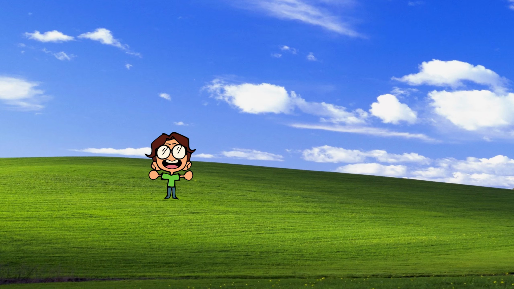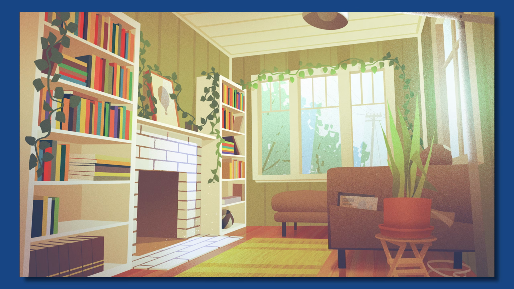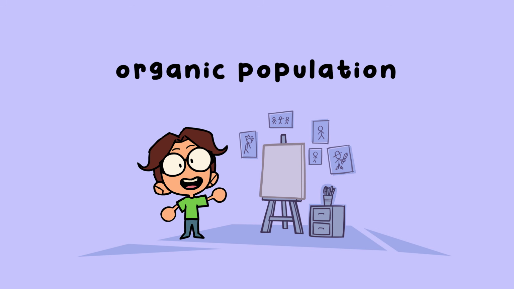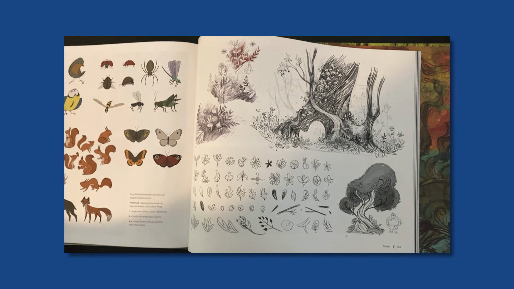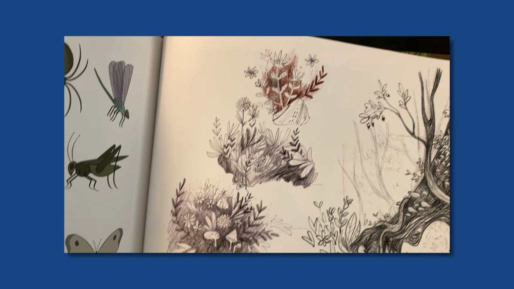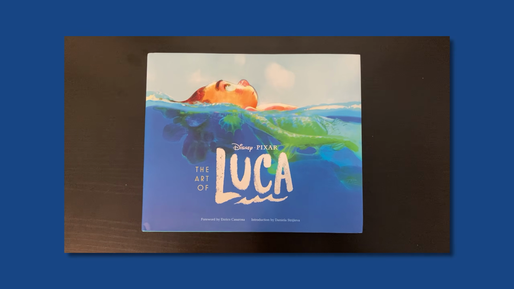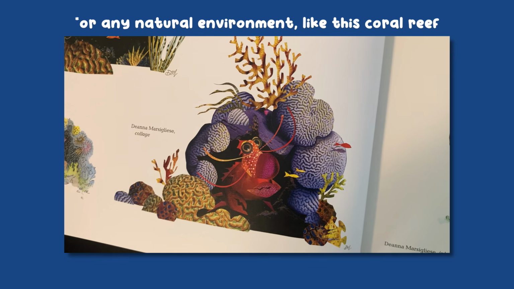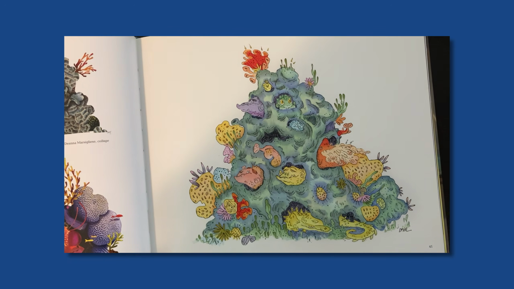Environments are really fun. Personally, I love drawing backgrounds and stuff, so I liked this assignment. First, we had to draw what our professor called an organic population. An organic population is like a cluster of nature, like a little vignette of plants and trees and rocks and nature. The idea is that if you wanted to design a forest for a project, it would be a lot easier to design a little slice, a little corner of the forest first.